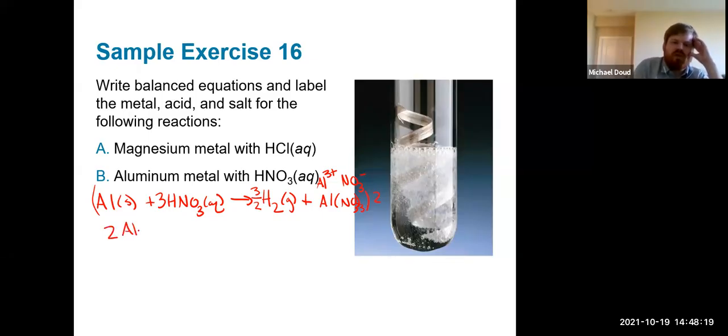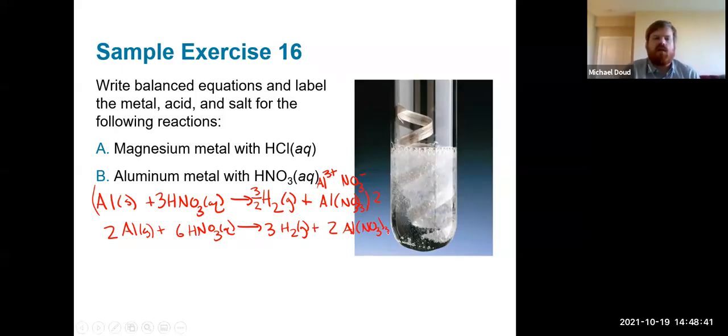We get 2 times aluminum. Then we get 2 times 3, that's 6 nitric acid, reacting to form 2 times 3 halves, 3 hydrogen gas, and 2 aluminum nitrates. And now we have our balanced chemical equation. Okay, so note here the salt in this case is the aluminum nitrate.